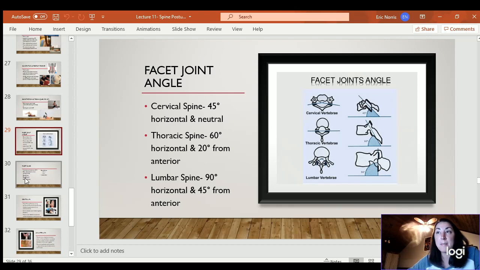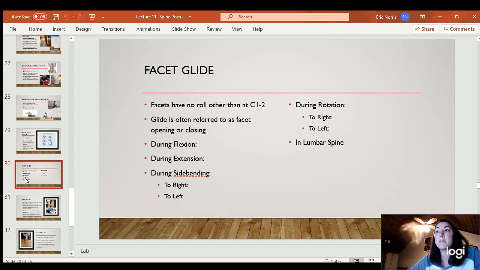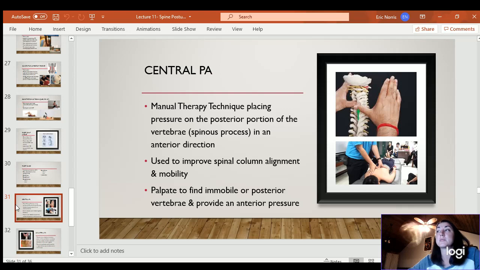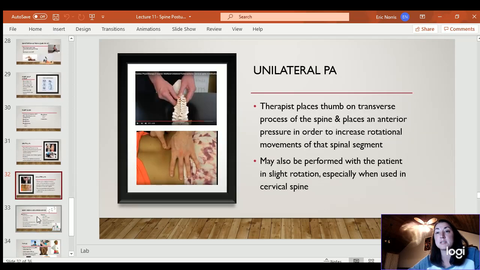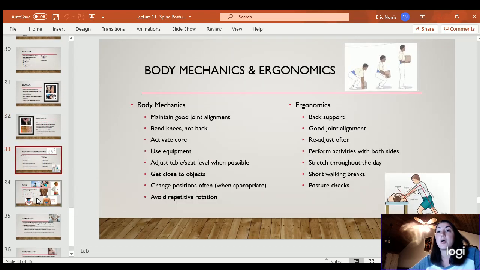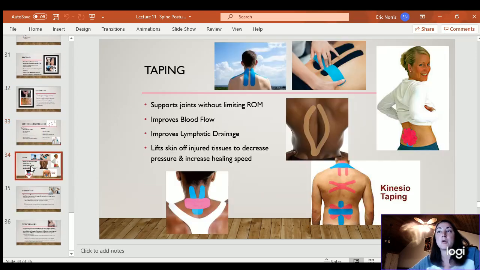Okay, so the remaining slides will be covered in lab. So we will talk about glides. We will talk about how to do central PAs and unilateral PAs. Our body mechanics and ergonomics we'll go over, and we'll go over taping procedures, and then the remaining are case studies.